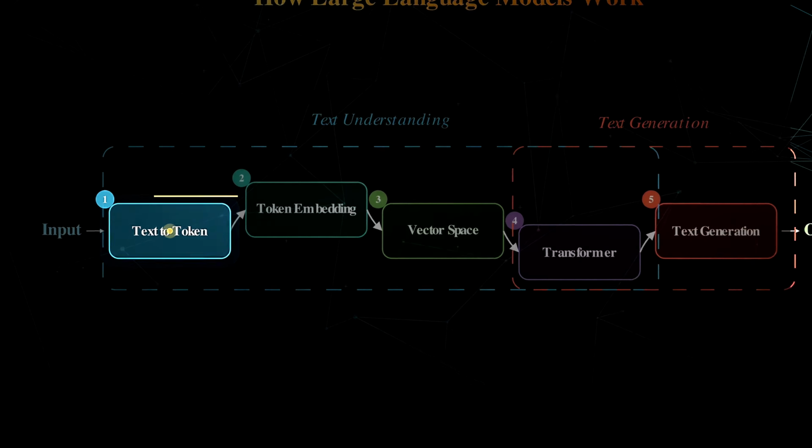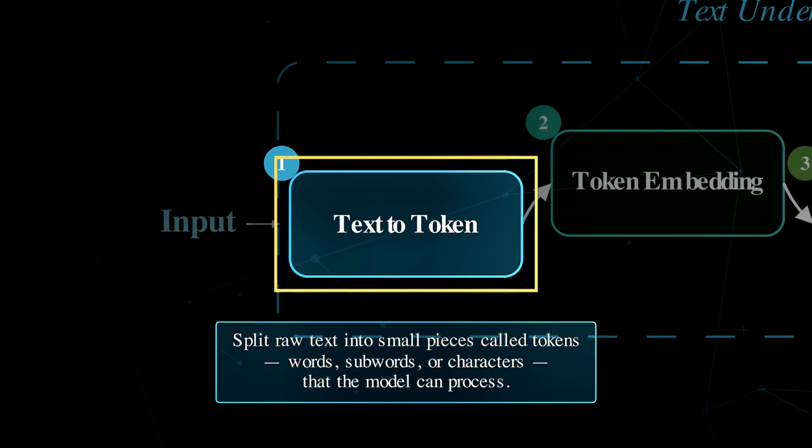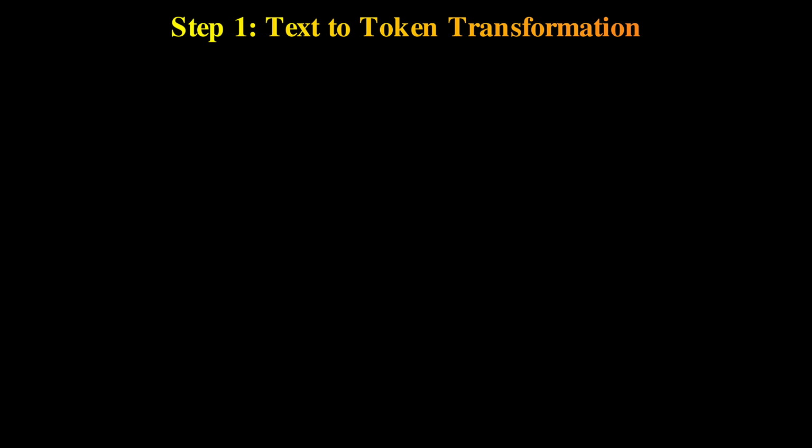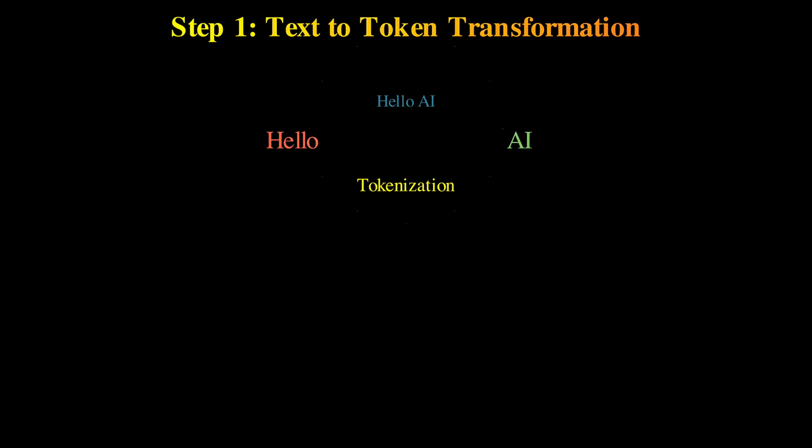Step 1. Text to token. The model splits your raw text into small pieces called tokens, words, subwords, or characters that it can process. It all starts with the raw text you type in. For example, the words "Hello AI." But a model can't read words the way we do. It needs to break them down into pieces it can work with. This process is called tokenization. The input text is split into individual tokens, in this case, hello and AI.